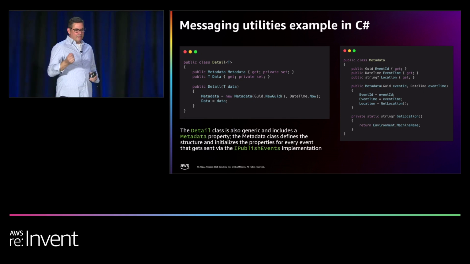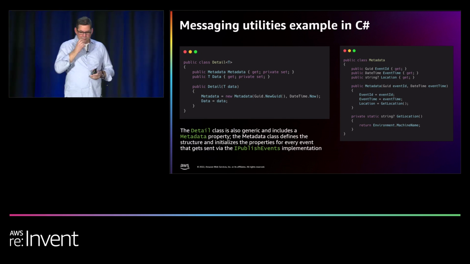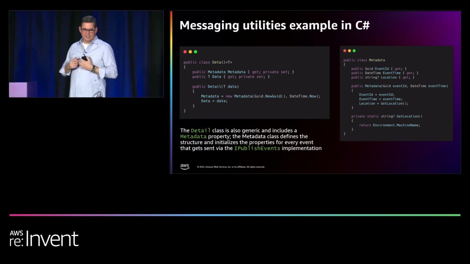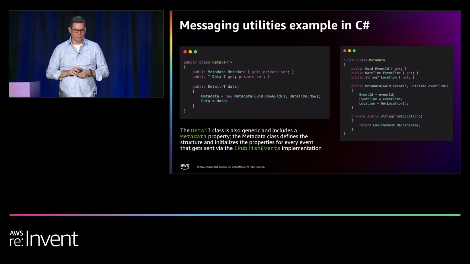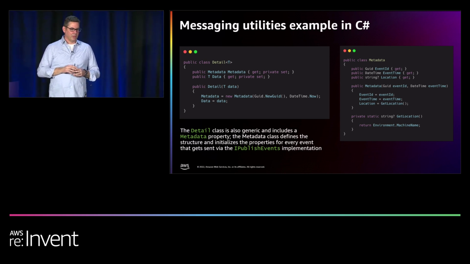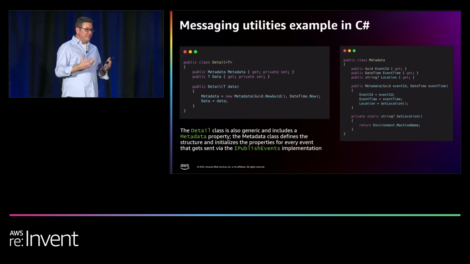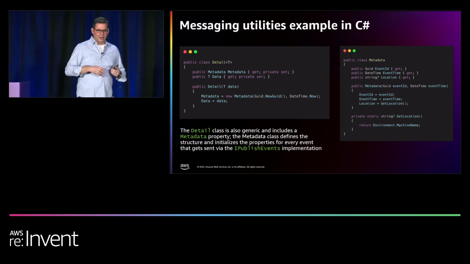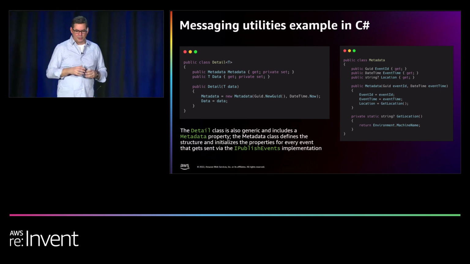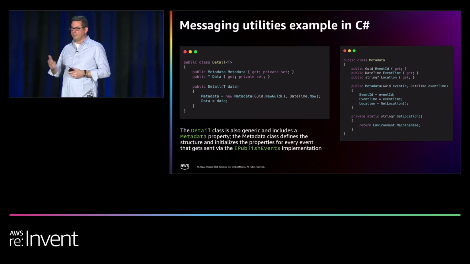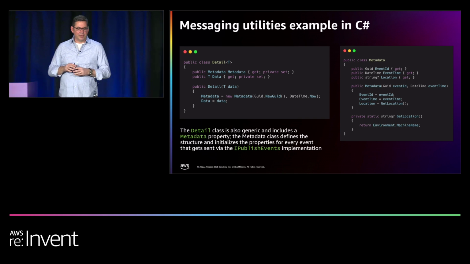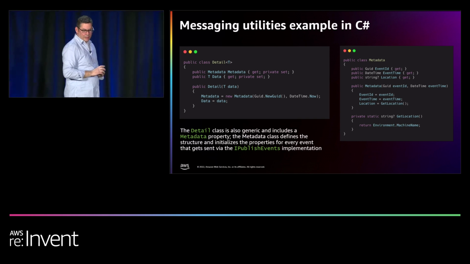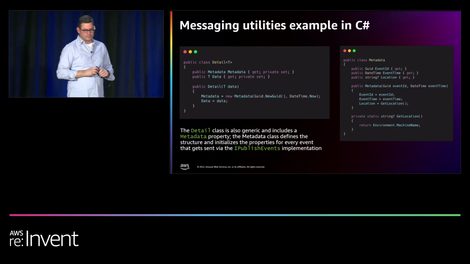Now, the detail and metadata classes that you see in front of you here represent the JSON objects that will get sent along in the detail field of our PutEvents API call that we make to EventBridge. Now, when a new detail field object is created, the event that we want to publish is assigned to the data property. And the metadata property is automatically initialized with an event ID, the event time, and in this case, our location property.